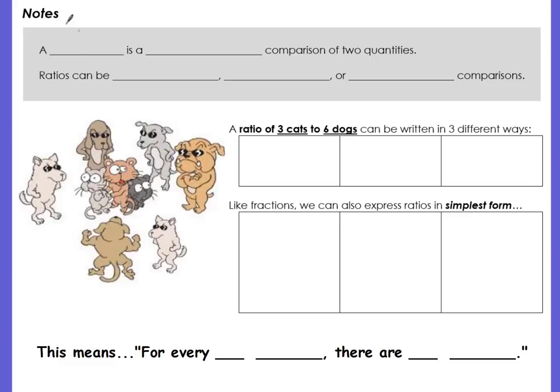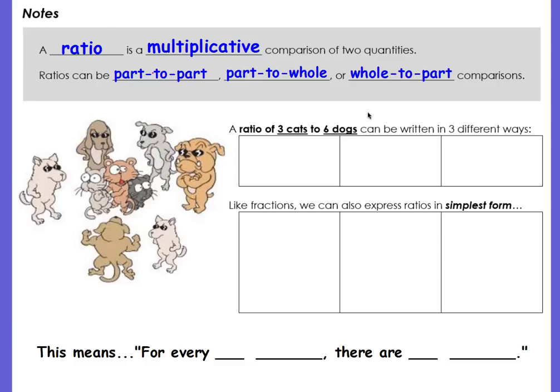Okay, let's fill in the blank. A ratio is a multiplicative comparison of two quantities. So what do we mean by multiplicative? We mean that there is a relationship between the quantities by multiplication. And ratios can be what we call part to part, part to whole, or whole to part comparisons.